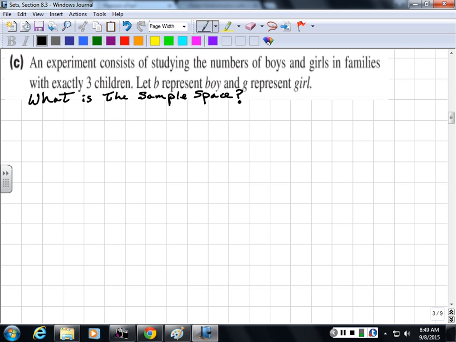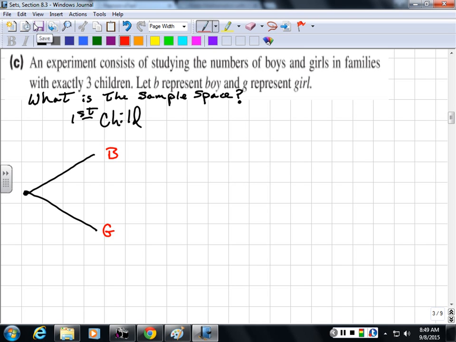Okay? So, I have 3 children. That means the first child can either be a boy or a girl. Now, I'm not going to get into philosophic debates about what's currently going on in the media, about gender identity and everything. We're just using boy and girl as an example, okay?